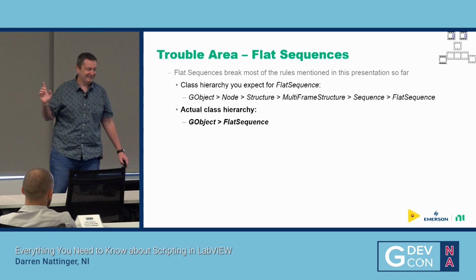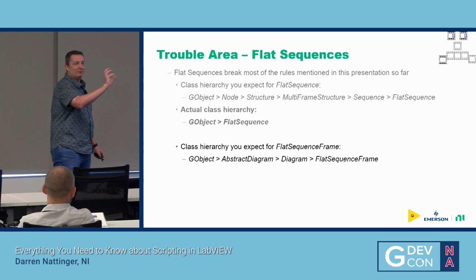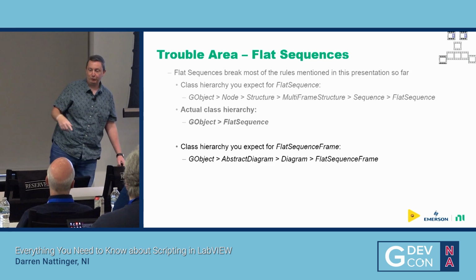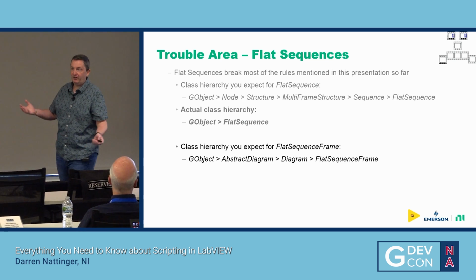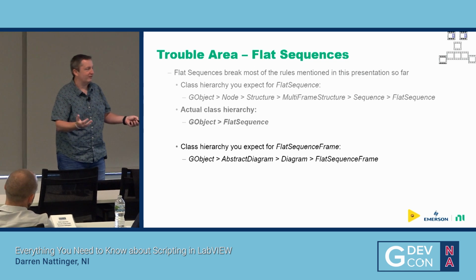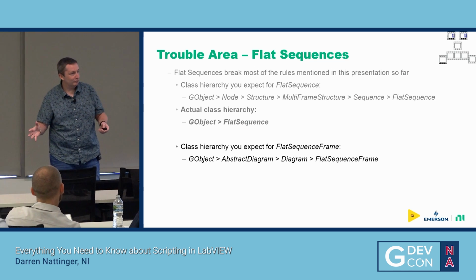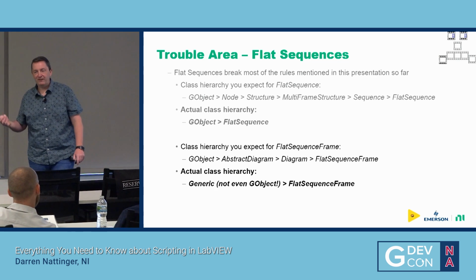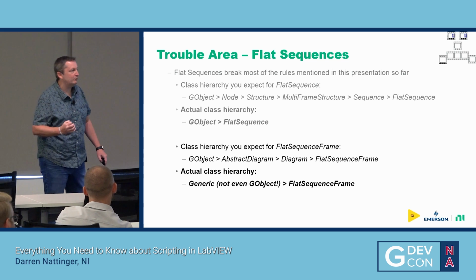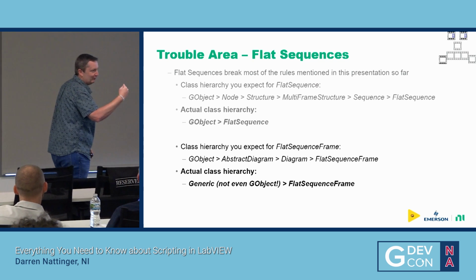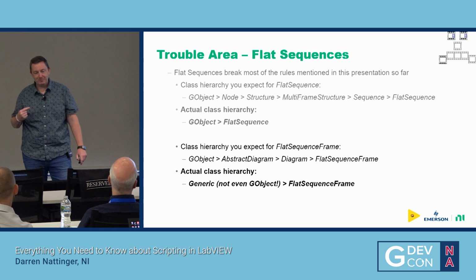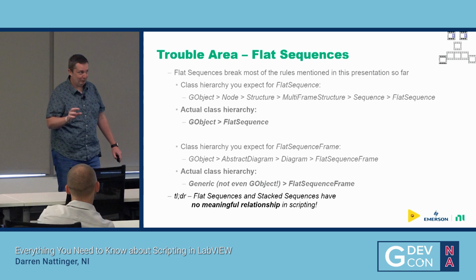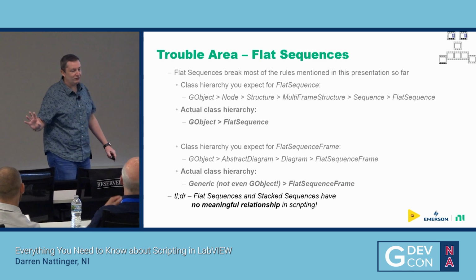But it gets worse. The frames of flat sequences, so the block diagram inside of a frame of a flat sequence where you can drop stuff, you would expect that, GObject has a child class called abstract diagram. We'll forget about that. Diagram, right? And then you would expect flat sequence frame to inherit from diagram. Wrong. Flat sequence frame doesn't even inherit from GObject. It actually inherits from the level higher than GObject, which is generic. So flat sequences and stack sequences, even though they share a word in their name, have no relationship in scripting.